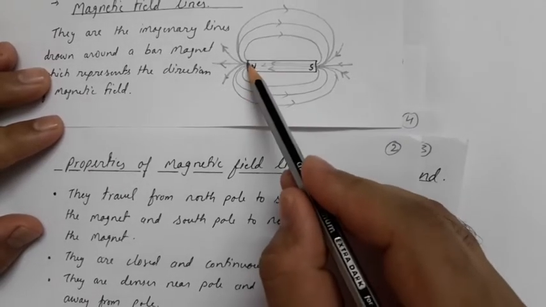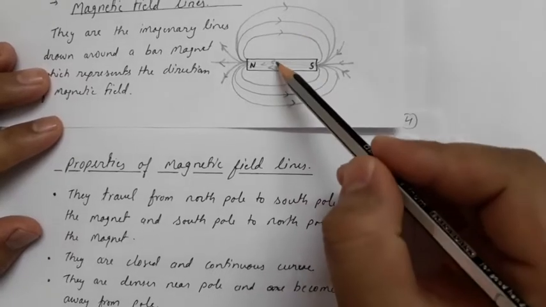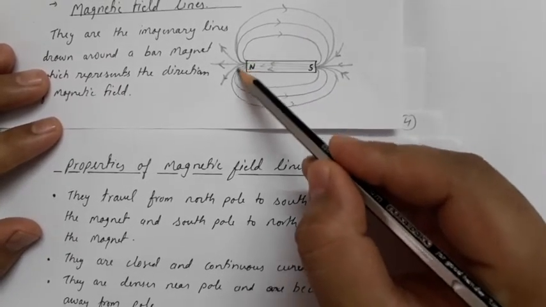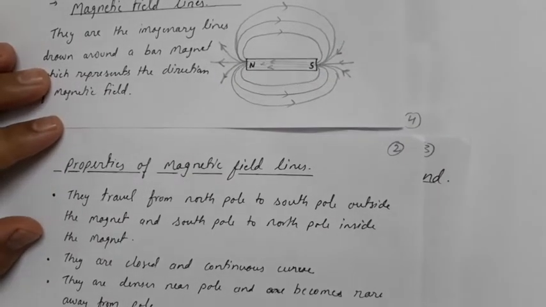They are denser near the pole and become rarer as we move away from the pole. अगर हम बार मैग्नेट के पास में हैं तो यहाँ पर ये सबसे ज़्यादा डेंस होते हैं, और इससे दूर जाएंगे तो then it will become rarer.